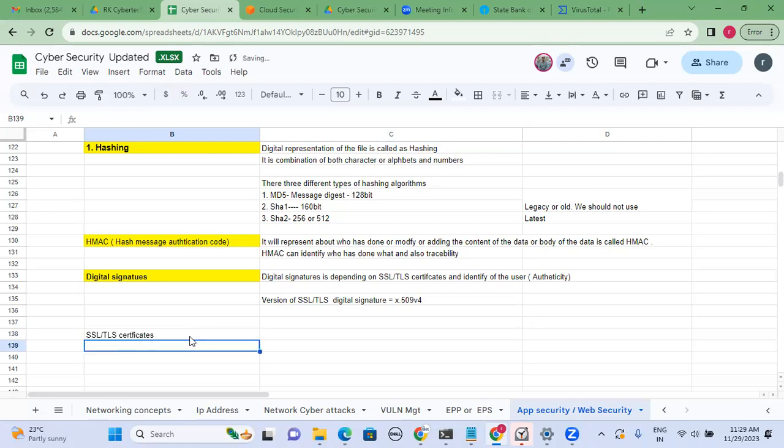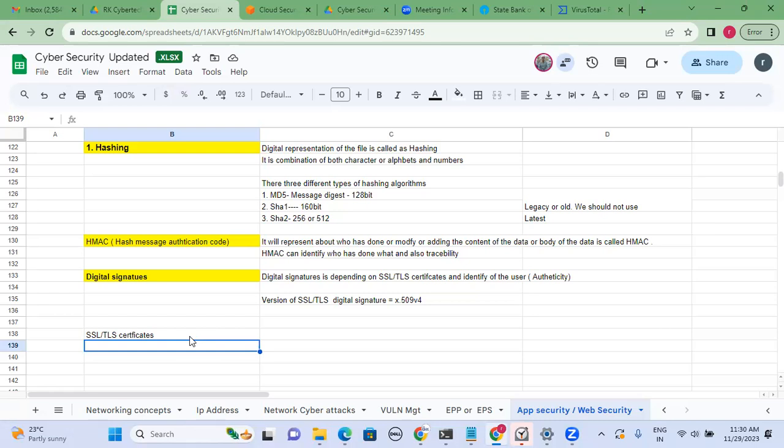SSL full form is Secure Socket Layer. It's an outdated one. There are three versions: SSL 1.0, 2.0 and 3.0. On the TLS side, we have Transport Layer Security, port number 443. Both SSL and TLS can be used for secure web browsing. TLS versions are 1.0, 1.1, 1.2 and 1.3. TLS 1.0 and 1.1 are outdated or legacy. TLS 1.2 and 1.3 we are using right now. These are strong algorithms and strong ciphers.